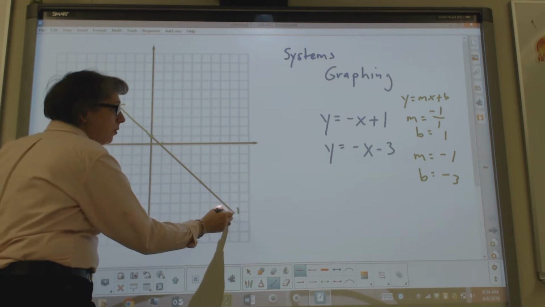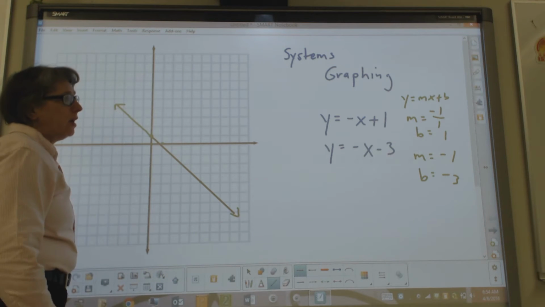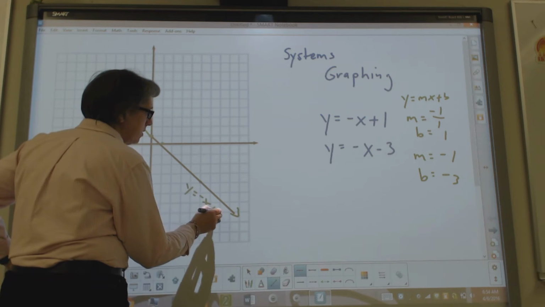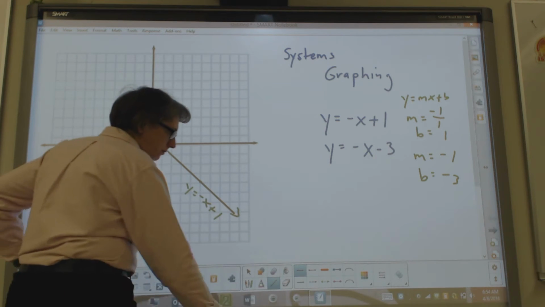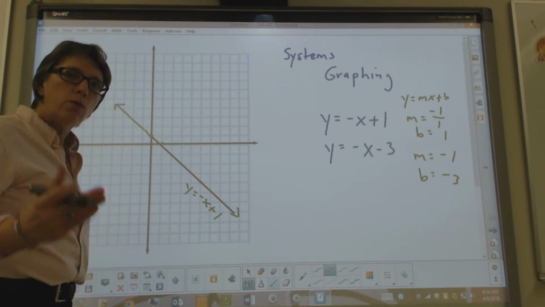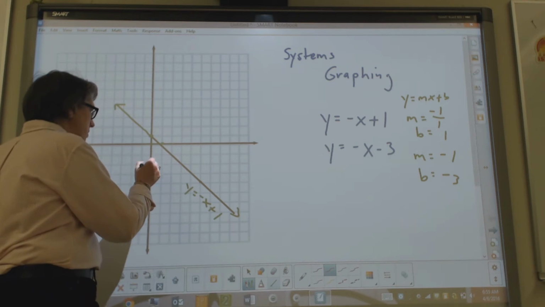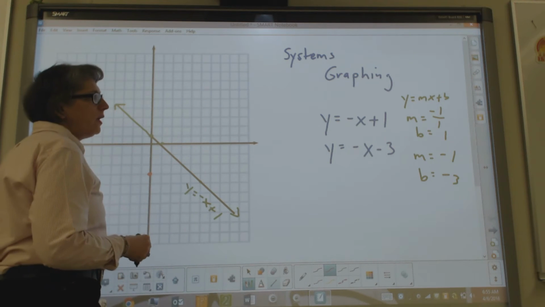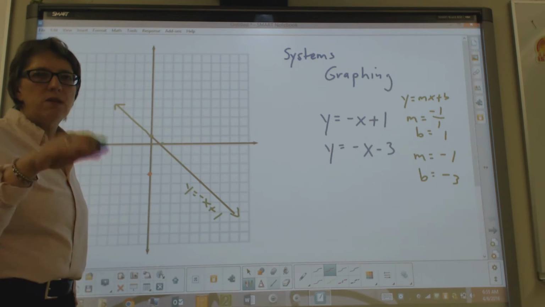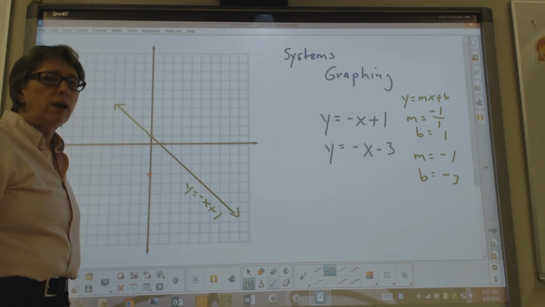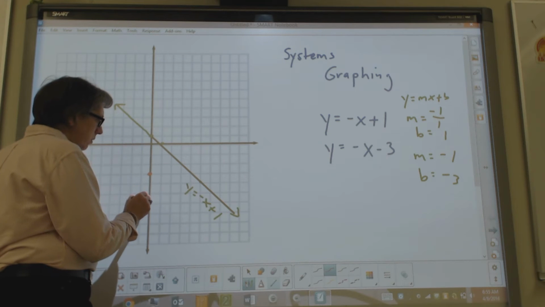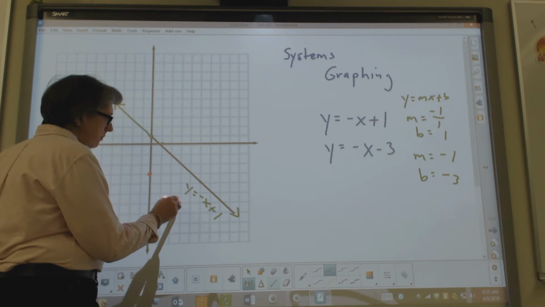And remember, you have to label it. So it's going to be y equals -x plus 1. Now we're going to do the second one. The second one, we say the y-intercept is -3. 1, 2, 3. And the slope again is -1. So this time I'm not going to go with -1 over 1. I'm going to do -3 over 3, because that equals -1. So I'm going to drop 1, 2, 3, and over 1, 2, 3.